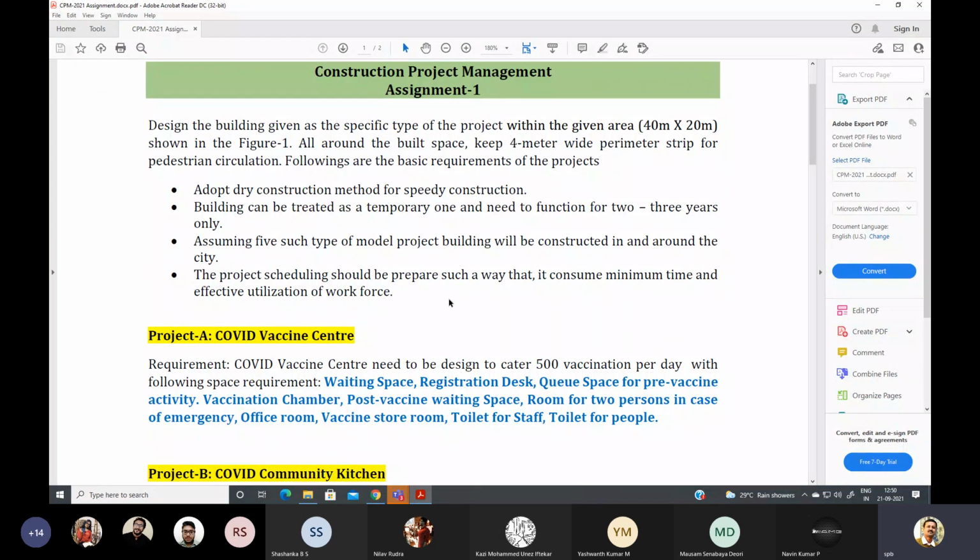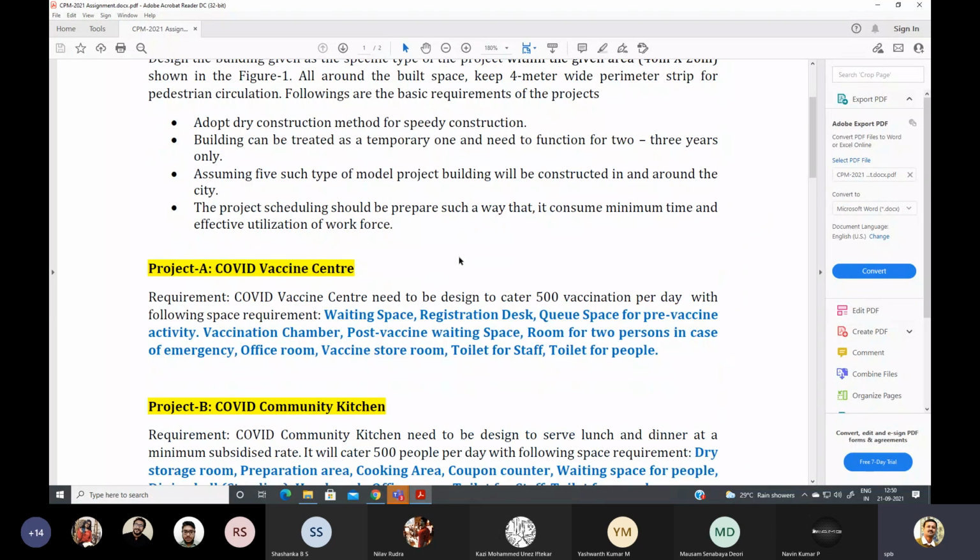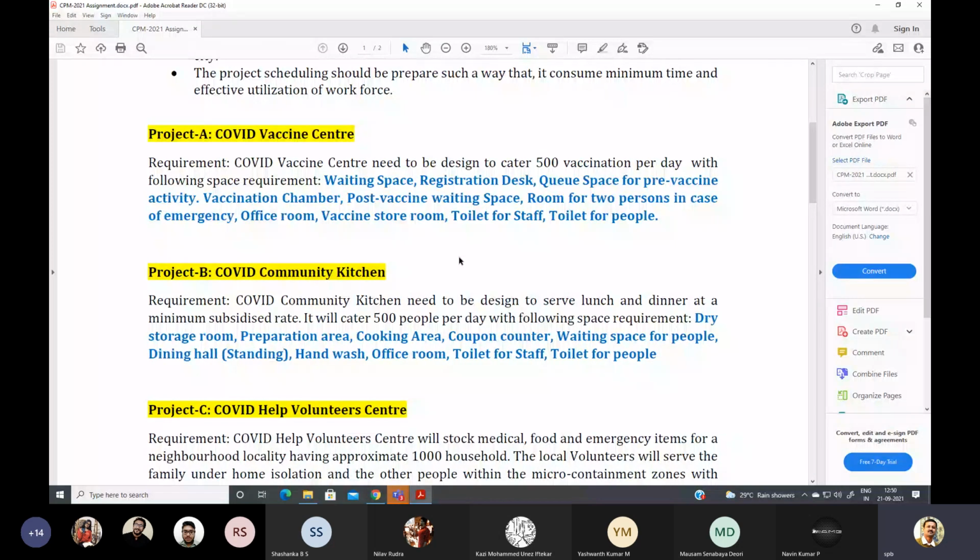bricks will be minimal, just for the plinth and the flooring and all those, nothing else. You can use PVC, plastics, UPVC, timber, and chipboard and all those. It is only for 2 years, not more than that.